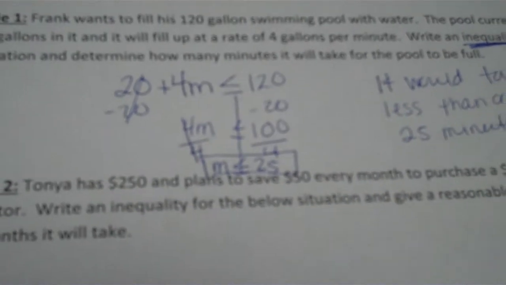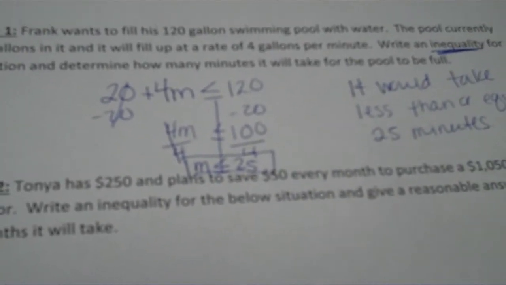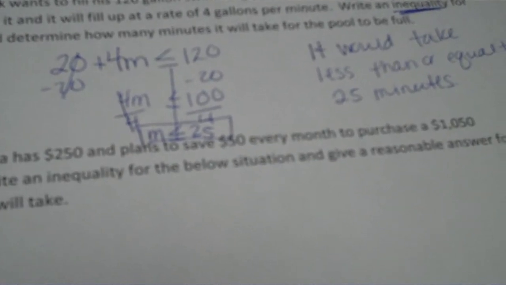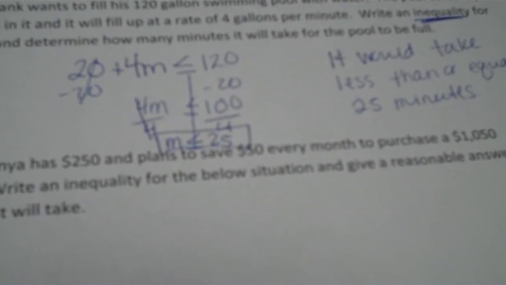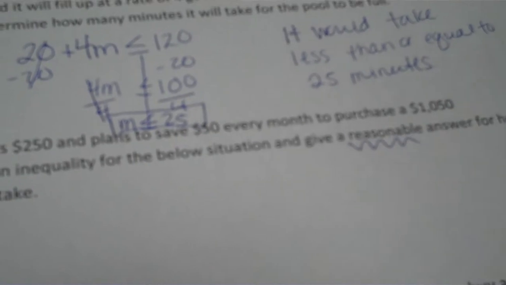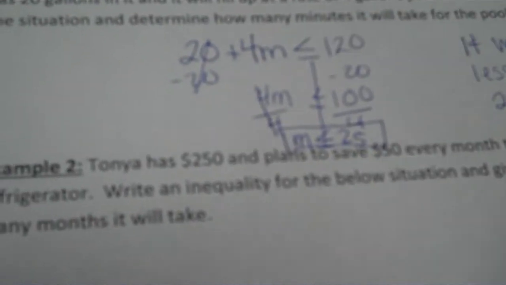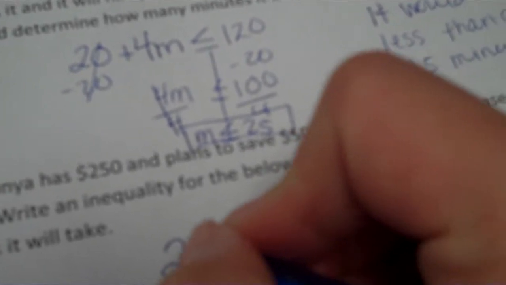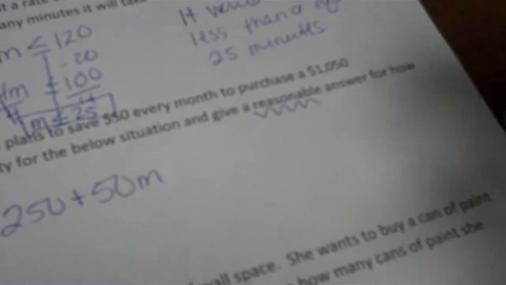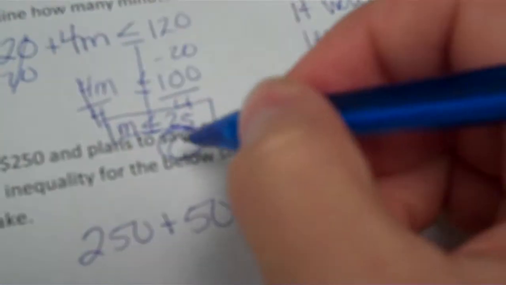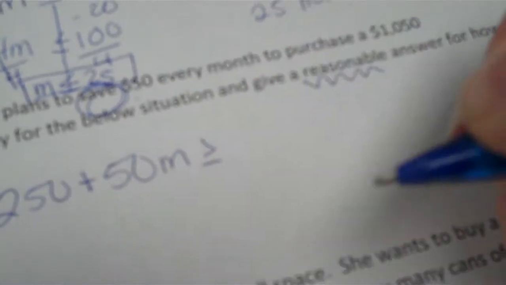Okay? Alright, next one. Tanya has $250 and plans to save $50 every month to purchase a $1,050 refrigerator. Write an inequality for the below situation and give a reasonable answer for how many months it will take. Okay? So, she has $250. Plus, she plans to save $50 every month. So, $50 per month, where M stands for months. Okay? Now, remember, this is a saving plan. So, if you remember, saving is greater than or equal to. Look at your notes from last class to see those words. And then 1050.